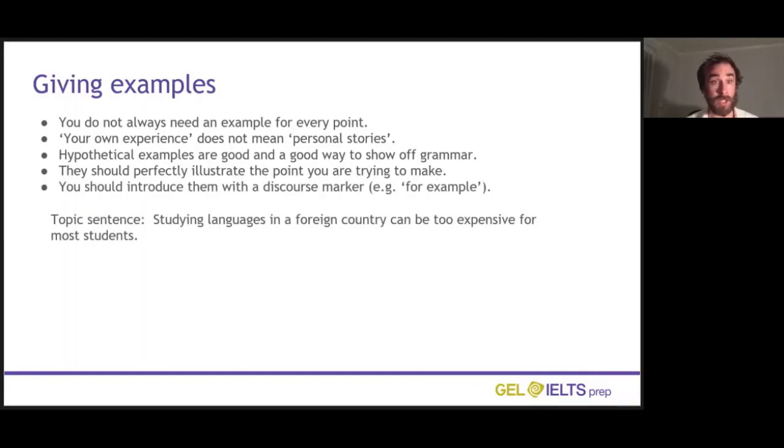Here, we have an example of a topic sentence. This is a discussion essay about the benefits and disadvantages of studying a language in a foreign country. This student is making the point that studying languages in a foreign country can be too expensive for most students. So this is a criticism of studying languages in a foreign country.